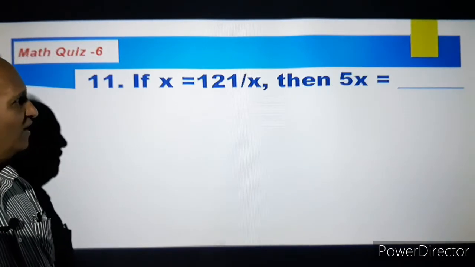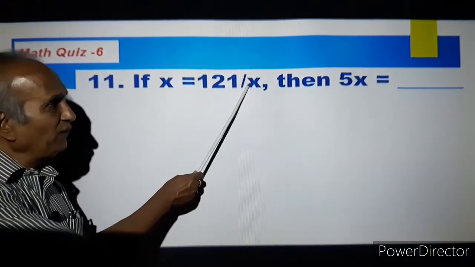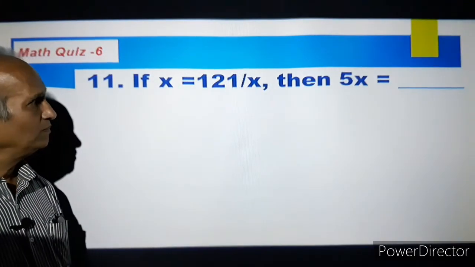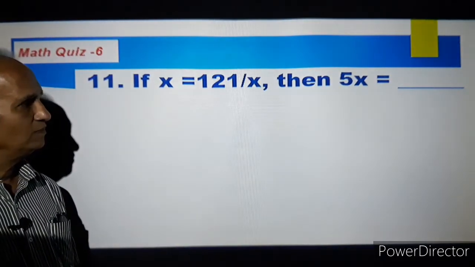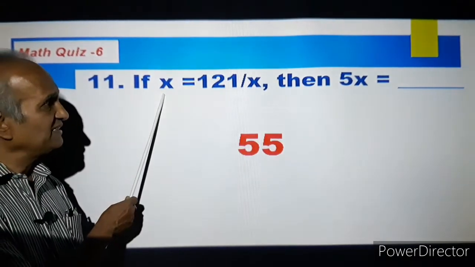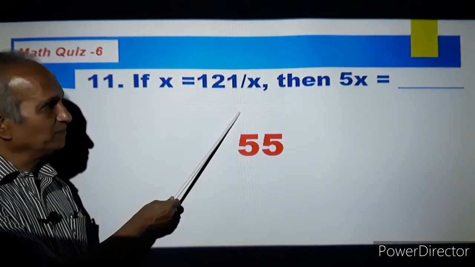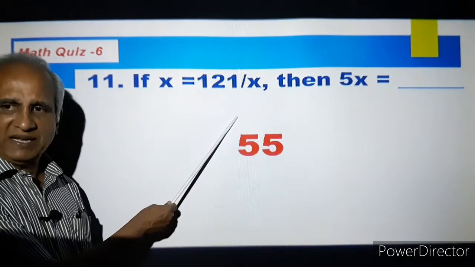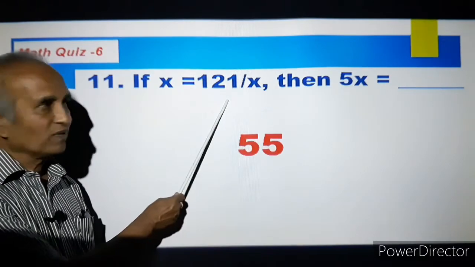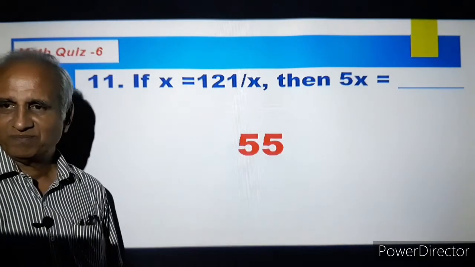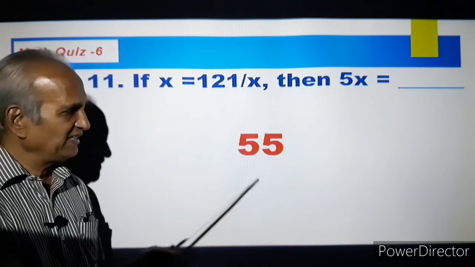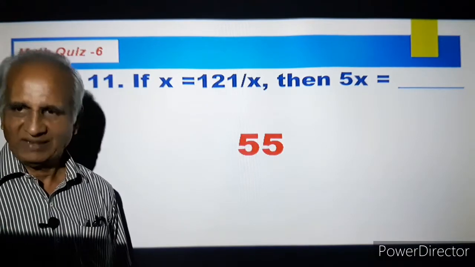Next, if x is 121 by x, then 5x is... x is 121 by x. Now by cross multiplication it becomes x squared is equal to 121. x is equal to 11. 5x is equal to 11 into 5. It is 55.